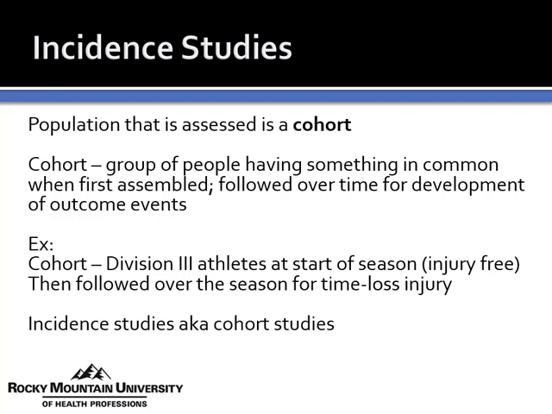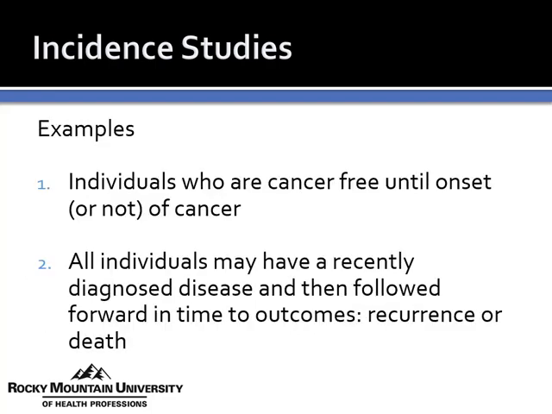For example, I've done a lot of studies looking at Division III athletes, and so I might be interested in collecting a group of Division III athletes at the start of the season, all of them free of injury, and then follow them over the course of the season for time loss injury. Incident studies, again, also known as cohort studies. Other examples, individuals who are cancer-free until onset of cancer. Or all individuals may have recently been diagnosed with the disease and then followed forward in time for outcomes, for example, recurrence after treatment or death.